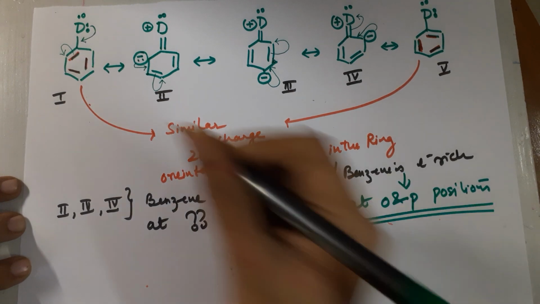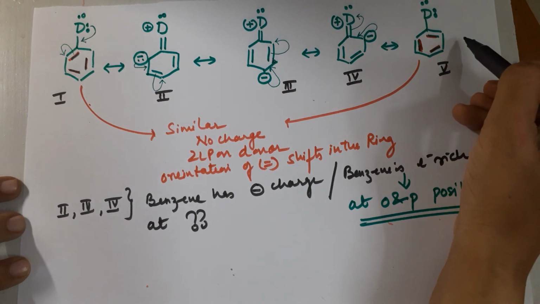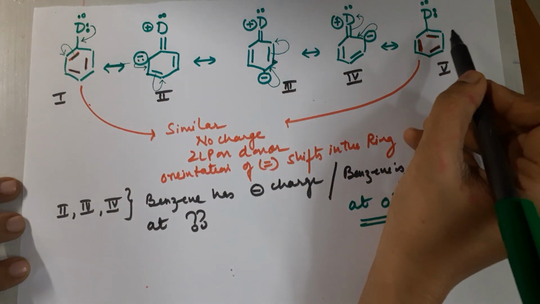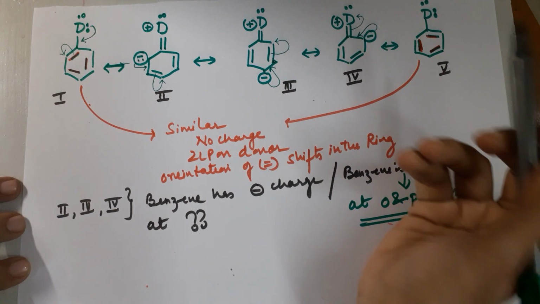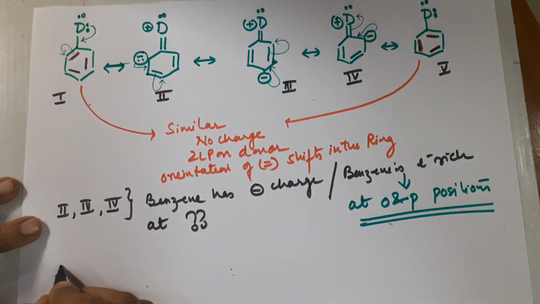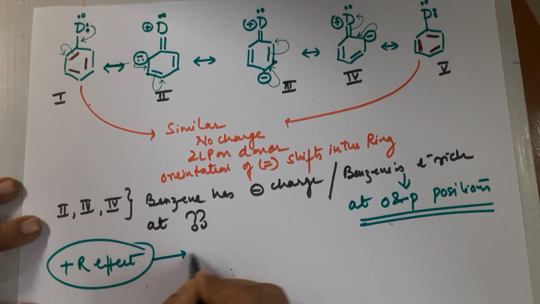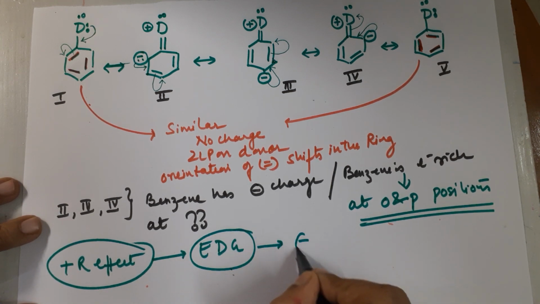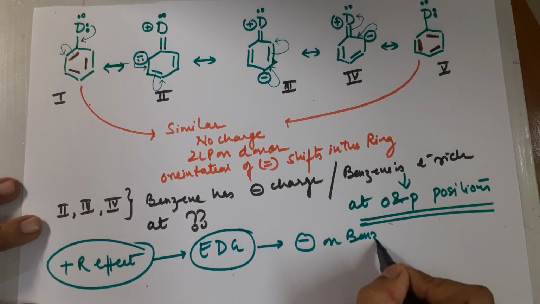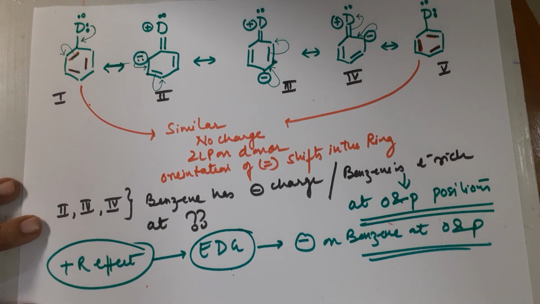Just remember that whenever there is a donor atom giving electrons to the benzene ring via resonance, during the resonating structures you will always get the negative charge at the ortho and para positions. So, whenever there is a plus R effect, you would have an electron donating group attached to benzene. You would have negative charge on the benzene ring at ortho and para positions. Should be remembered. Is that okay?